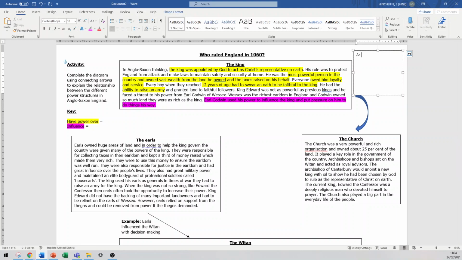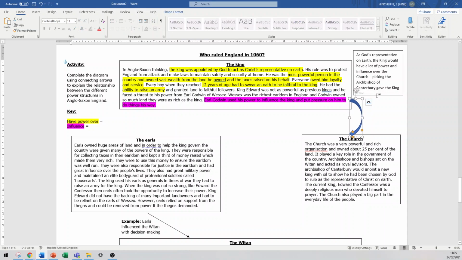And say something like, as God's representative on earth, the king would have a lot of power and influence over the church. We know that he picks the Archbishop of Canterbury. And that would give the king great influence because he's going to basically decide who controls and runs the church.